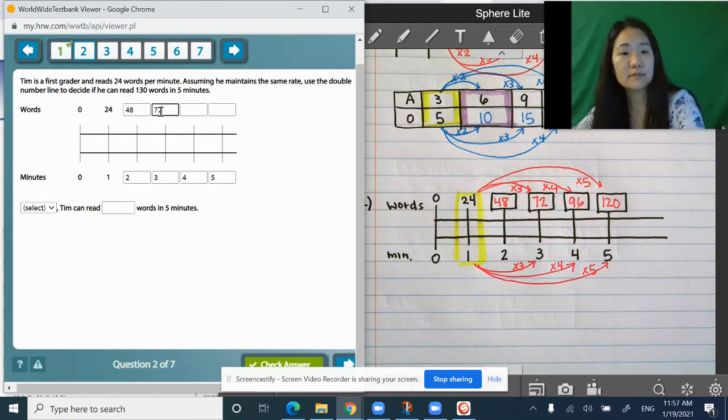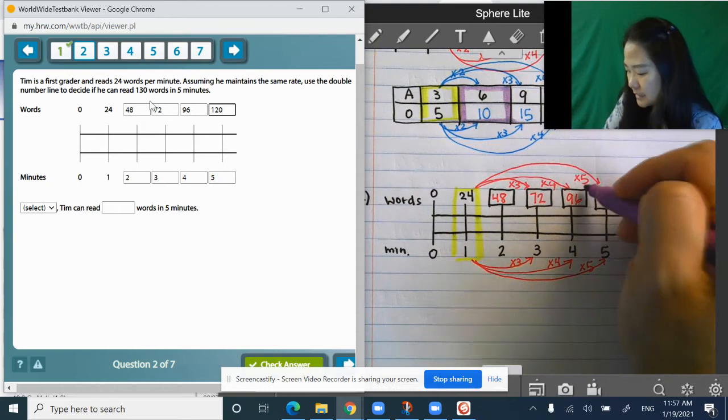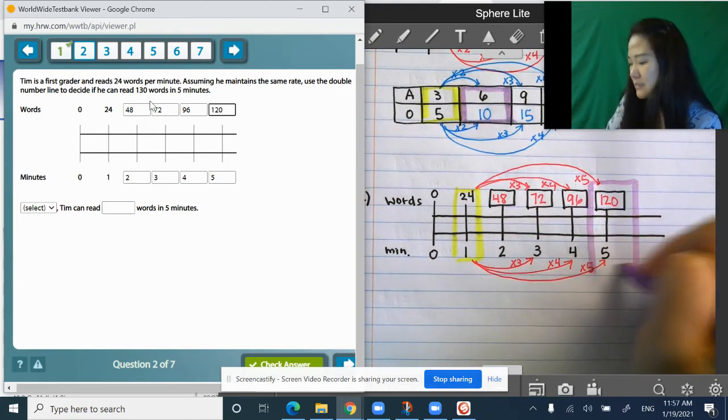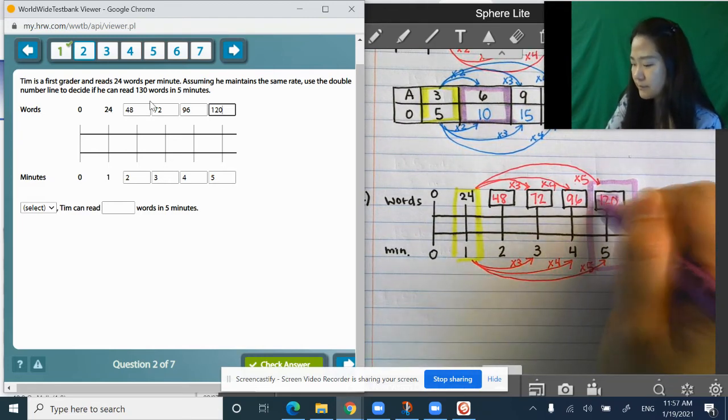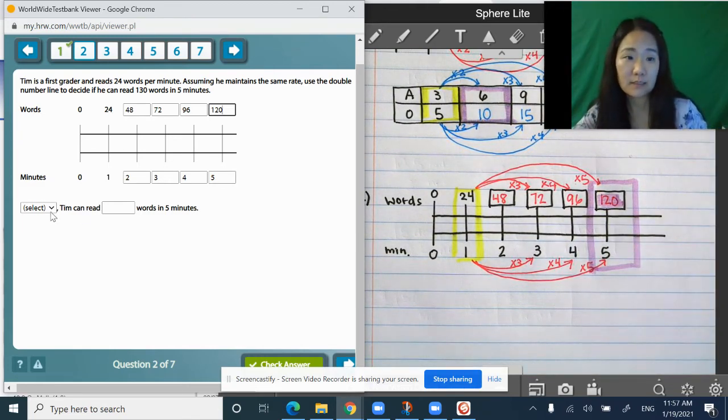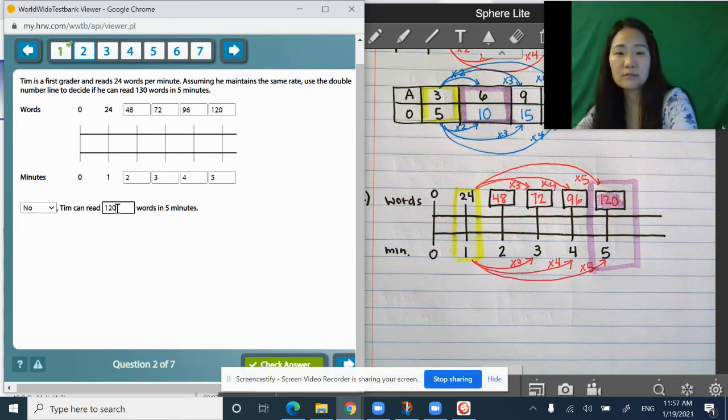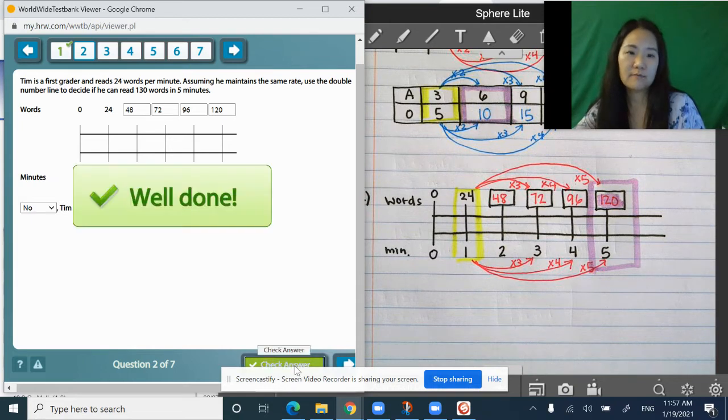Let me go ahead and type those numbers. 48, 72, 96, 120. Now, what did they ask? Can he read 130 words in 5 minutes? Take a look at 5 minutes. In 5 minutes, it shows that he's going to read 120 words, not 130. So, no. Tim can read 120 words in 5 minutes.